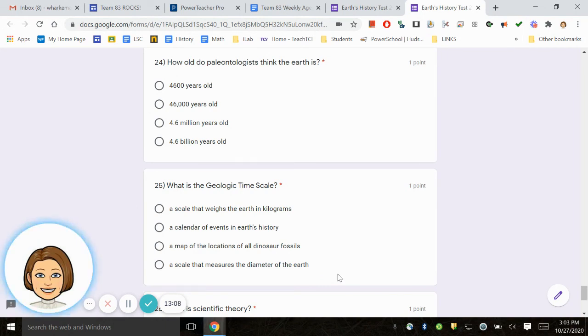Number 25, what is the geologic time scale? It's a scale that weighs the Earth in kilograms. It's a calendar of events in Earth's history. It's a map of the locations of all dinosaur fossils. Or a scale that measures the diameter of the Earth.